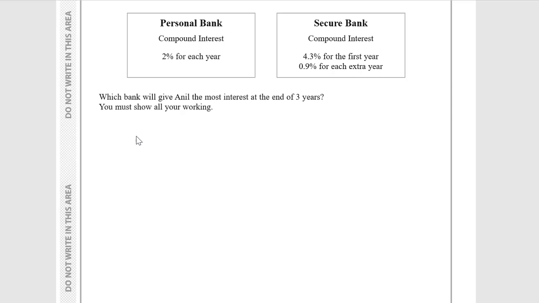So we know that our initial saving is 25,000, and if we go for personal bank, that's going to be 25,000 times 1.02, because it gives us 2% for each year, to the power of 3, because it's going to be to the end of 3 years. So if we use a calculator, we get 26,530 and 20 pence.